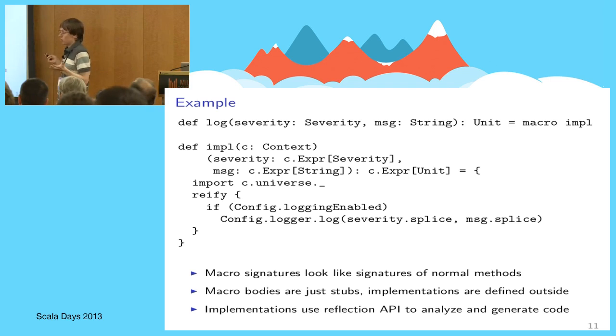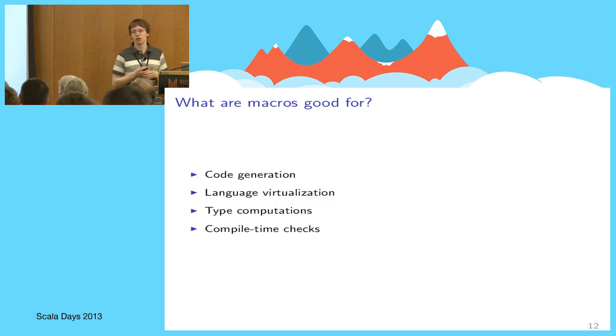And for now, well, what are macros good for? Well, obviously, as we've seen right now, they're good for code generation, right? But apparently, they're also useful for a number of other reasons. For instance, you can do language virtualization.